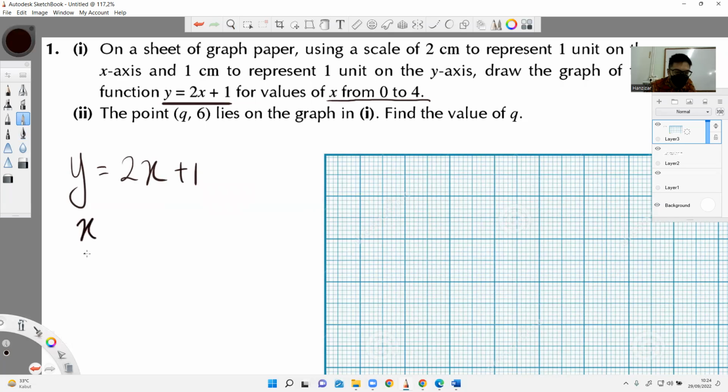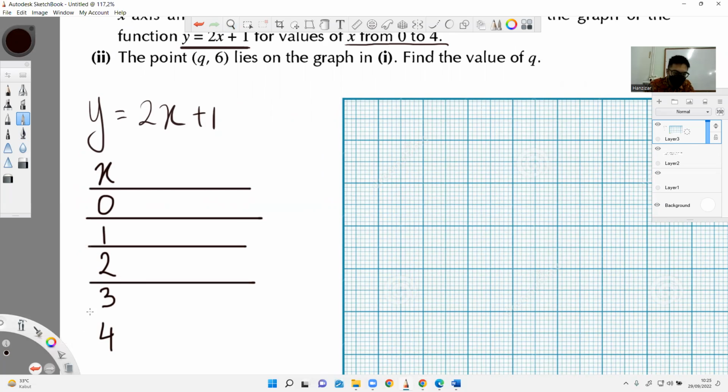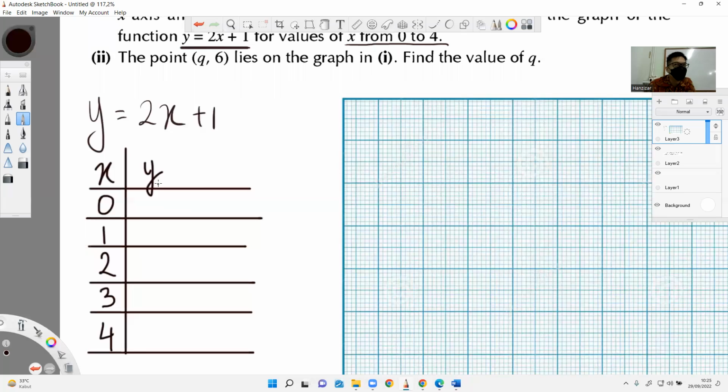So x starts from 0 to 4. 0, 1, 2, 3, 4. Make it a bit longer to give you extra space to solve the problem. And then what to do next? You are finding y, actually, right? So what is y? 2x plus 1. So can you find the answer directly for y?